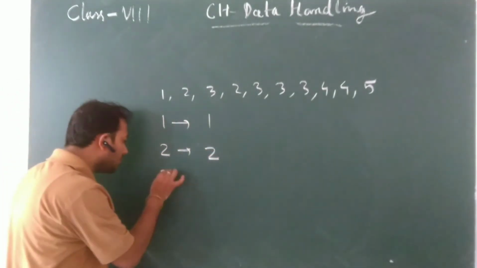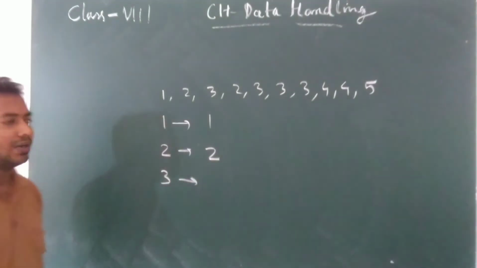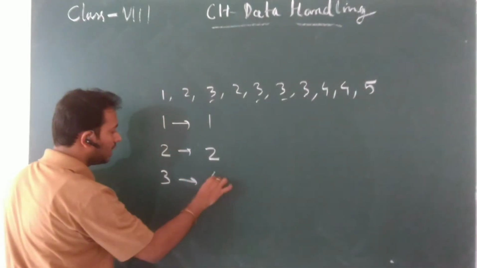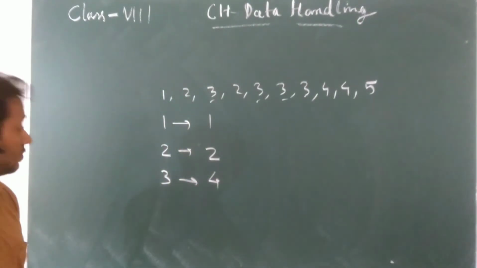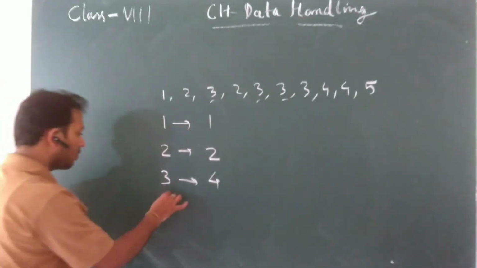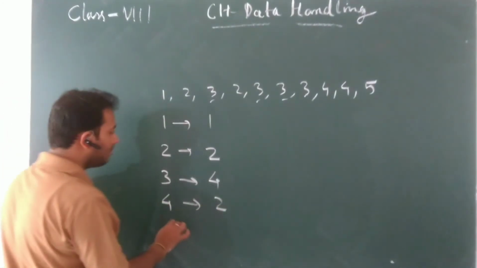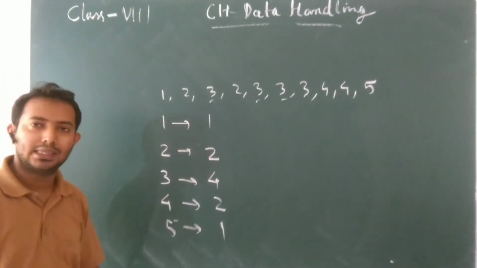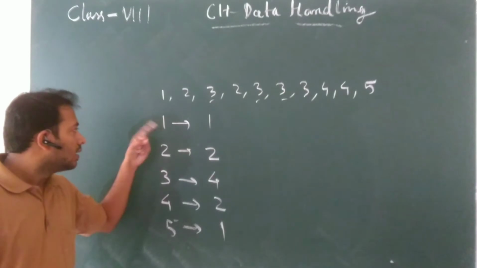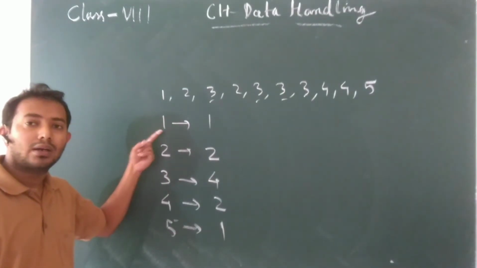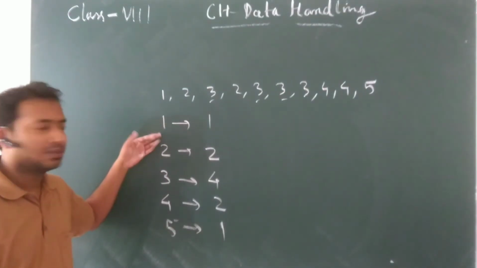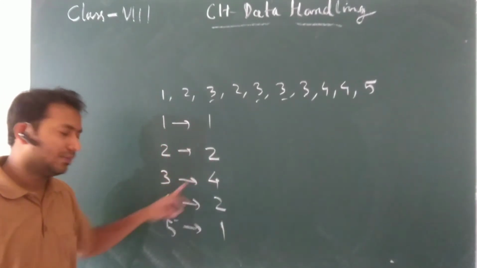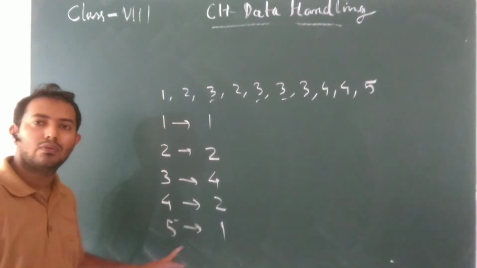And what is the frequency for 3? That means how many students have got 3 marks? If you see 1, 2, 3, 4, 4 students have got 3 marks. Next, 4, how many? 2 students, and 5, 1 student. These are frequencies. That means the number of times the value repeats. So 1 occurs 1 time, 2 occurs 2 times, 3 occurs 4 times, 4 occurs 2 times, 5 occurs 1 time.